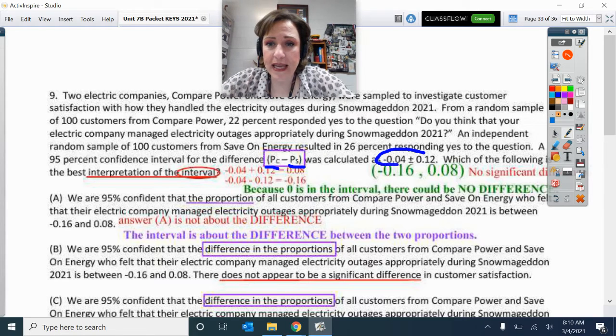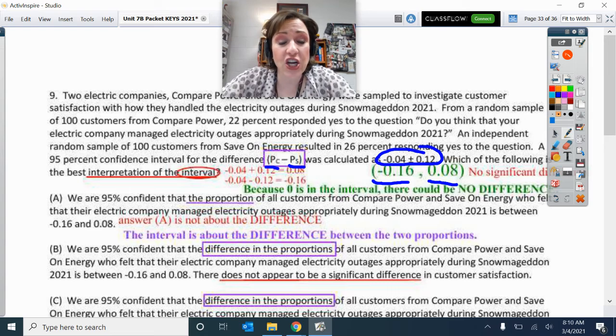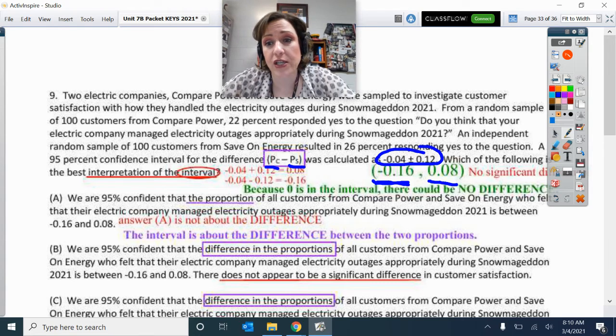And if I make this interval, it's from negative 0.16 to positive 0.08. So compare could be 16% lower to 8% higher than the save on. And what's important? 0 is in the interval. So we do not have evidence of a difference.